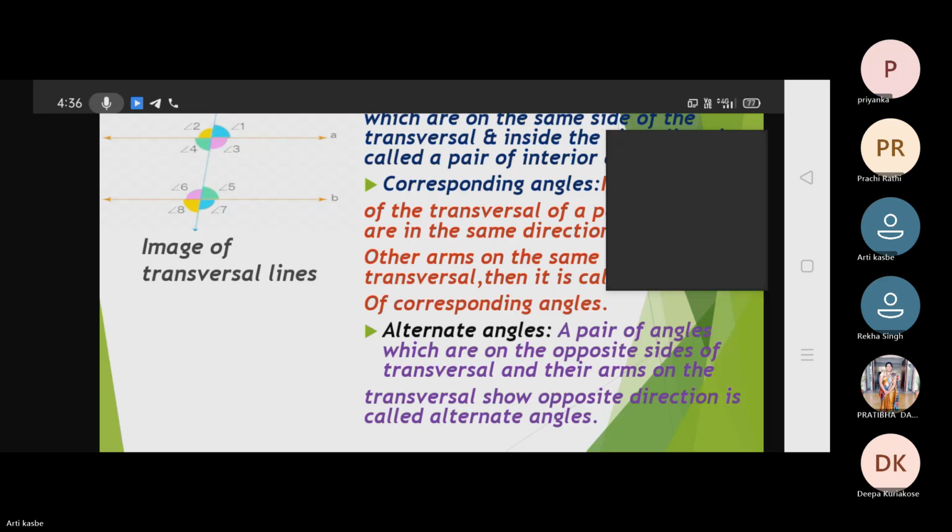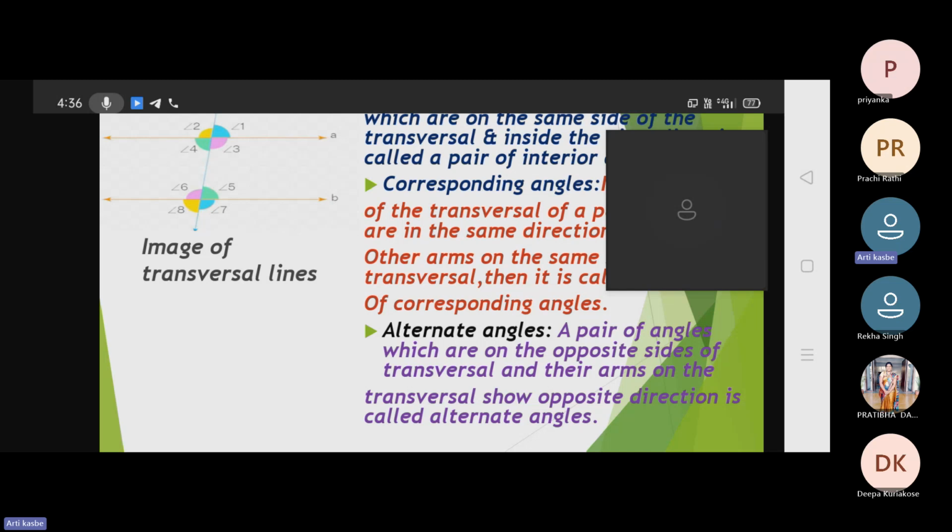Corresponding angles show the same direction. So same direction means, angle 1 and angle 7? Angle 2 and angle 6, angle 1 and angle 5? No, yes. Angle 1 and angle 7?